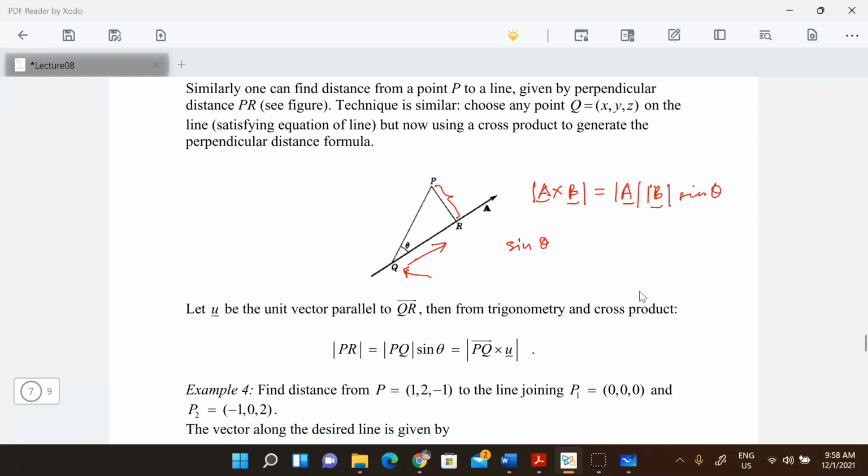So again you use the same trick. What we need is to find out the right formula, the right vectors here. Here u will be the unit vector pointing along this direction, and PQ is coming from this line here, or from this vector here. You use a cross product, and then essentially you get your perpendicular distance.